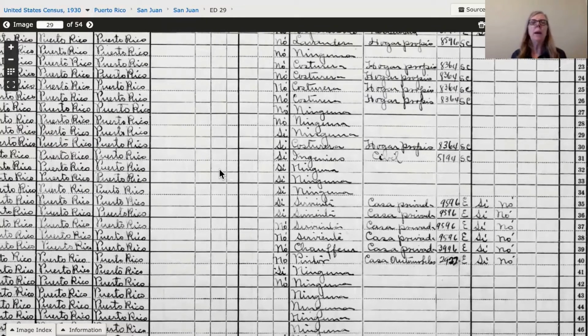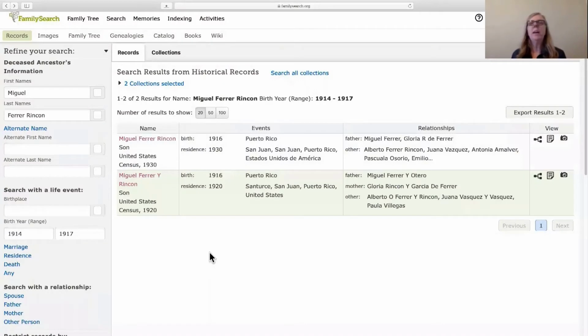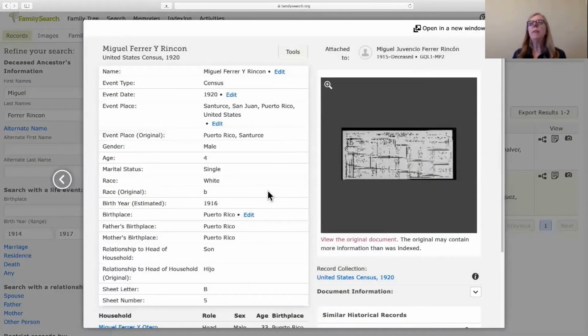Now let's go back and take a look at the 1920 census result. So here I am back on my results page, and I'm going to go ahead and click on this one for 1920. And again, we have the indexed information. We see that he's living in Santurce, which is a sector of the city of San Juan. He's 4 years old, so gives him an estimated birth year of 1916. He was born in Puerto Rico, as were his parents.